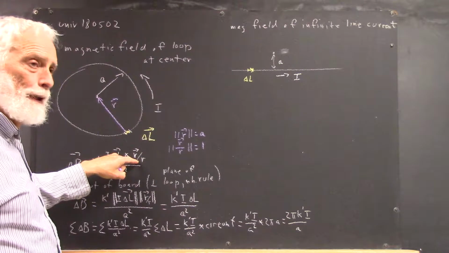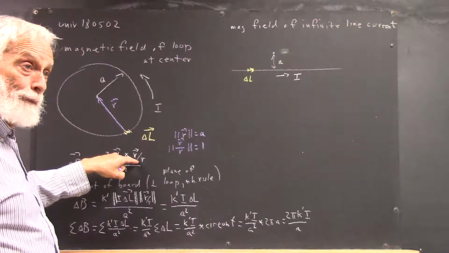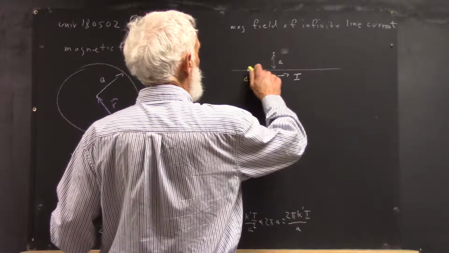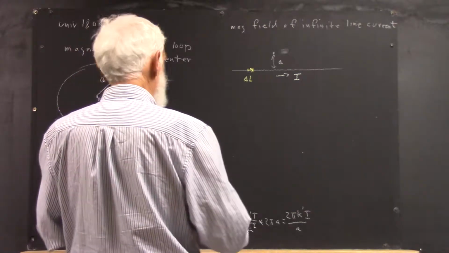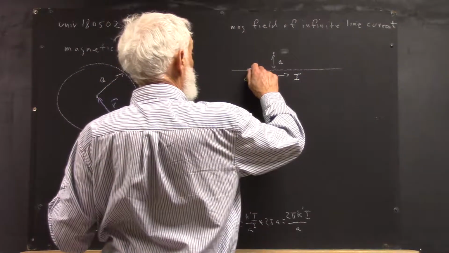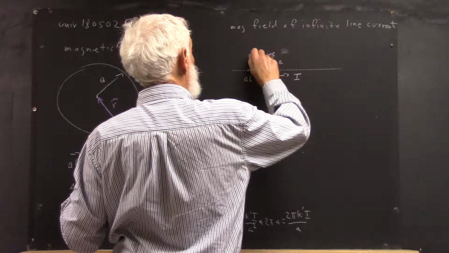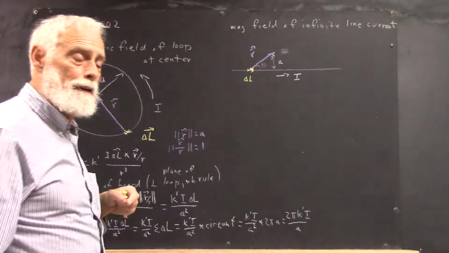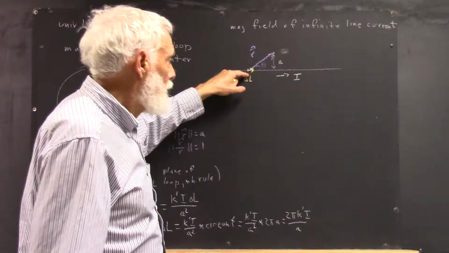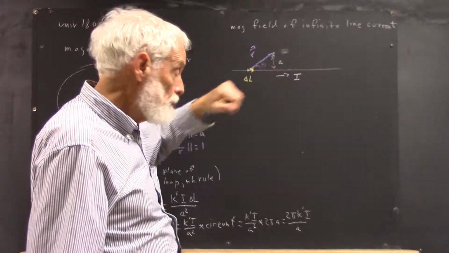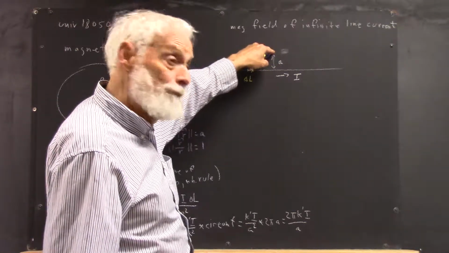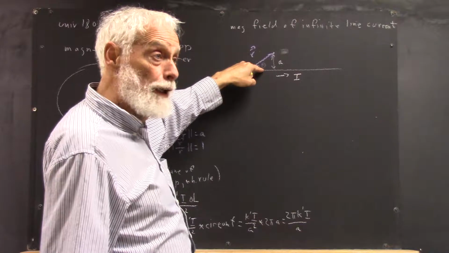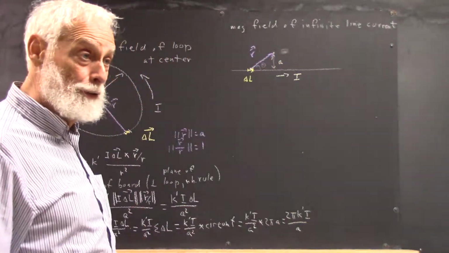Well, the cross product depends on the sine of this angle, right? Sine of the angle between delta L and the R vector. So here's your R vector, and you got this angle theta here. So the further this point is from the point directly across from the point at which we're calculating the field, the smaller the sine of the angle is, as well as the greater the distance, right?